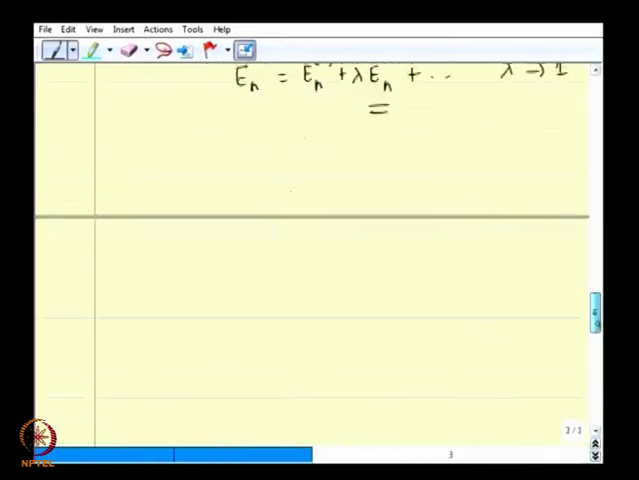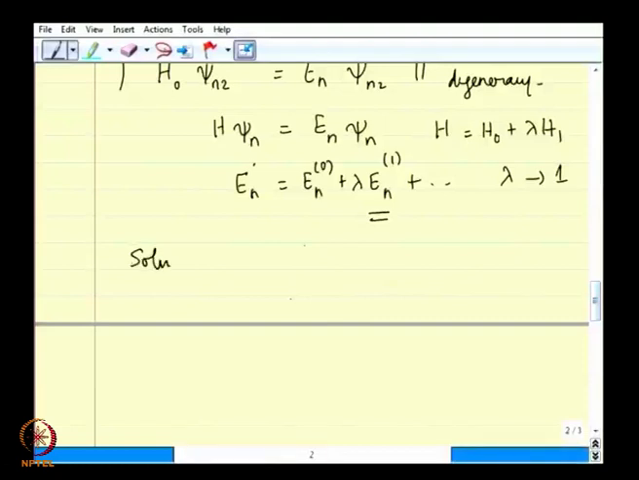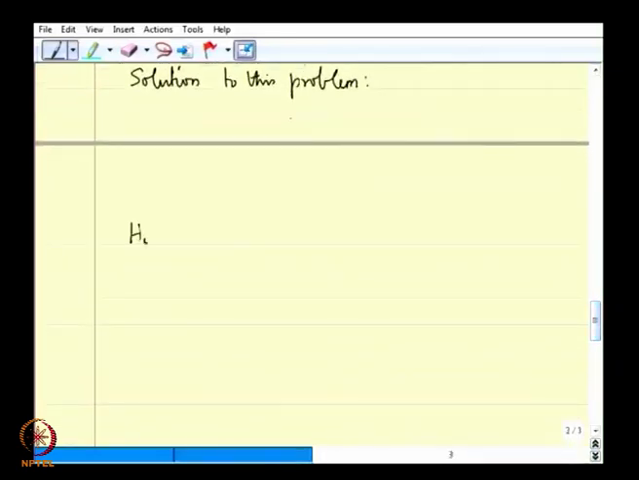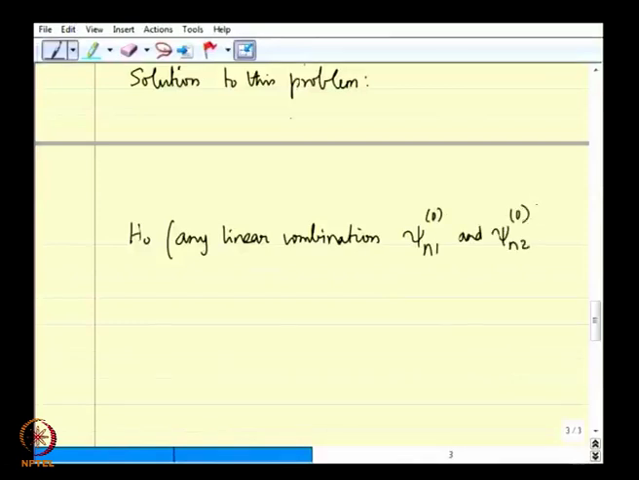Now, in order to understand the solution to this problem, one must note that H naught acting on any linear combination of the two states, the 0 order states psi n1 0 and psi n2 0, is equal to E n 0 times the same linear combination. It's easy to see that.